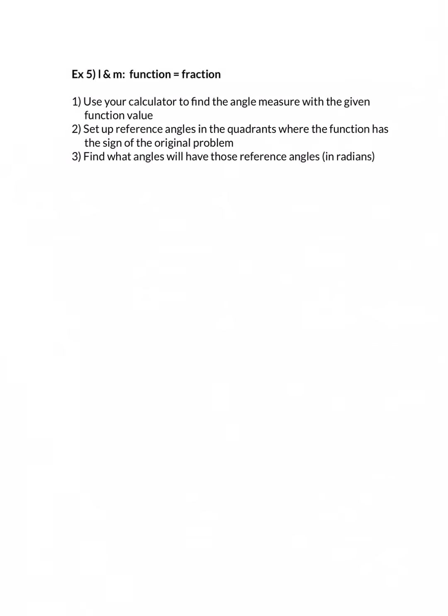On example 5, letters L and M, you are going to be given a function equals a fraction. The first thing that you're going to do on this type of problem is use your calculator and your inverse function to find what angle has that given function value. Once you do that, you're going to set up reference angles in the quadrants where the function would have that original sign, positive or negative. And then you're going to find what angles have those reference angles. And your answer should be in radians. So for all your work, make sure your calculator is set in radians.